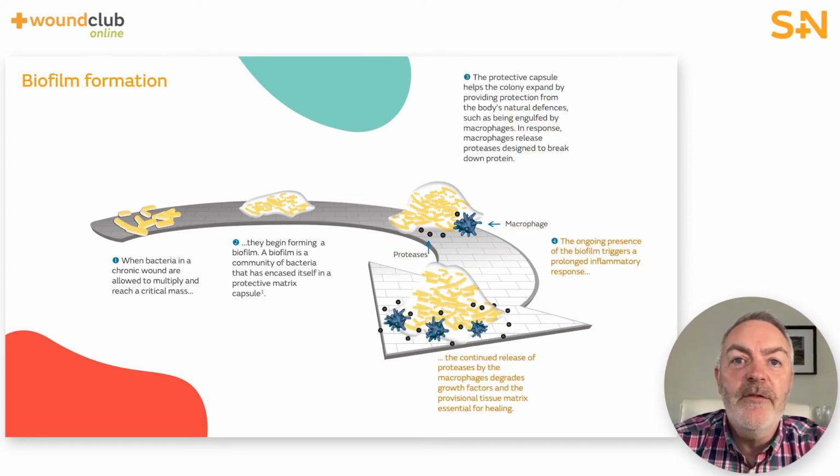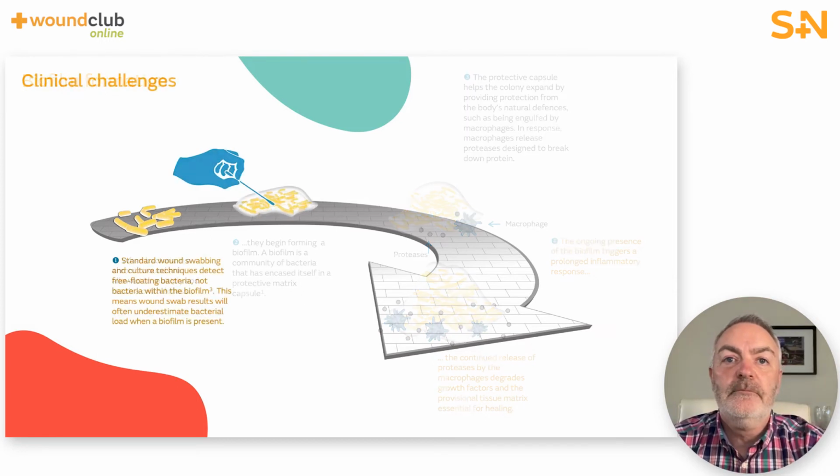So this ongoing presence of a biofilm triggers a prolonged inflammatory response in the host body. The continued release of proteases by the macrophages degrades growth factors and the provisional tissue matrix essential for healing. There's a very strong link between biofilms and chronic persistent infections in the body. Biofilms are medically important and linked to many hospital-acquired infections, accounting for around 78% of persistent microbial infections. They are a reservoir for recurrent infection, and with minimal treatment options, there's an increased tolerance to antimicrobials, such as antibiotics and antiseptics, which will compromise your host's immune response.